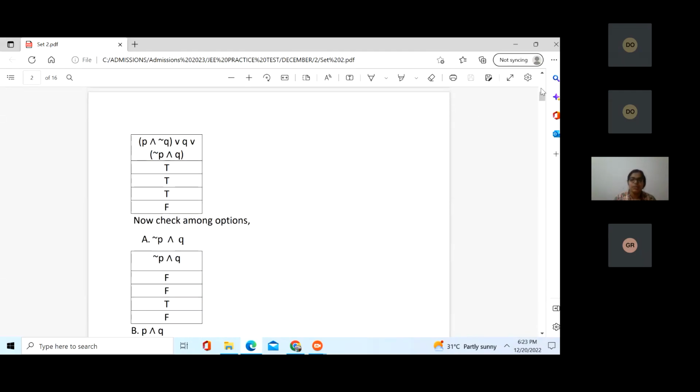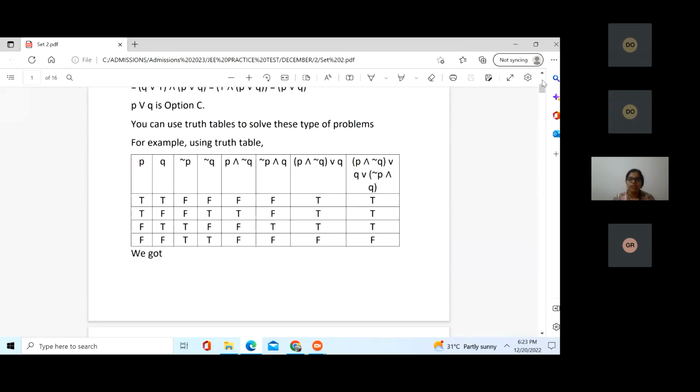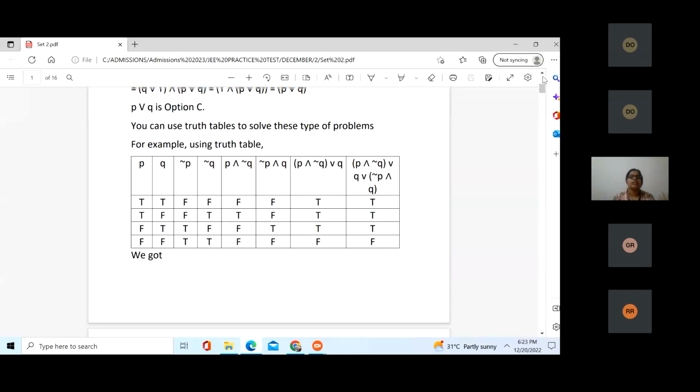But I would say this can be used when you want to recheck the answer. Otherwise, I would appreciate you using these equations in solving the question, because it will save you a lot more time.